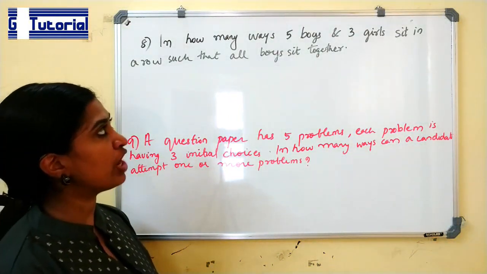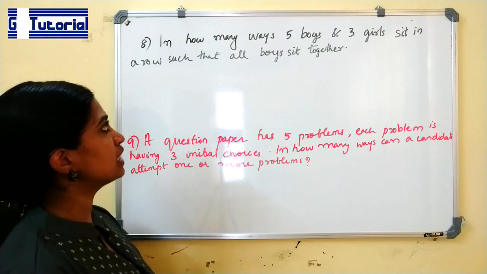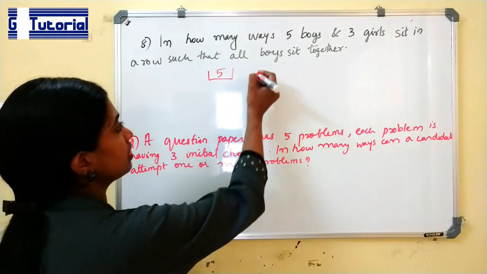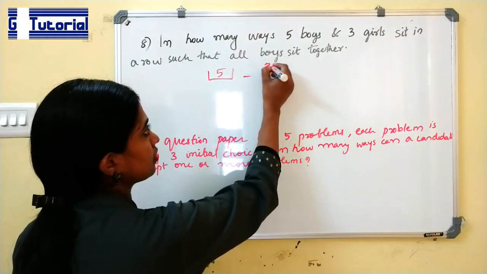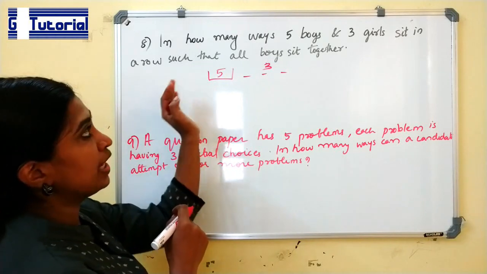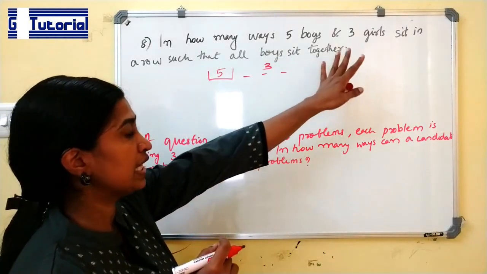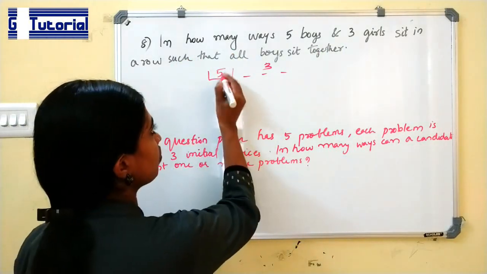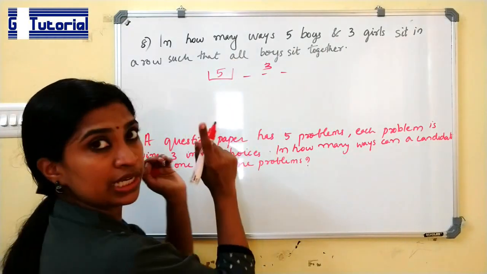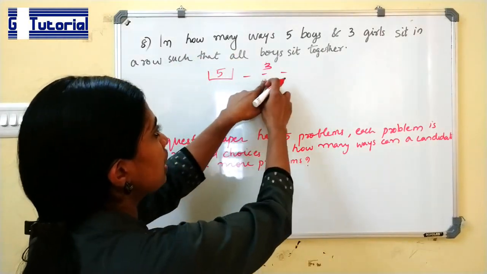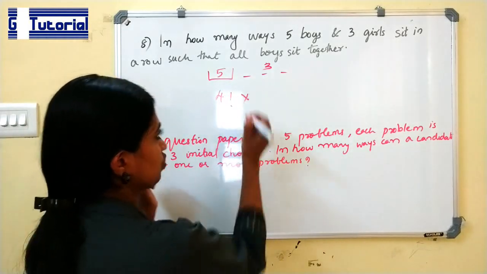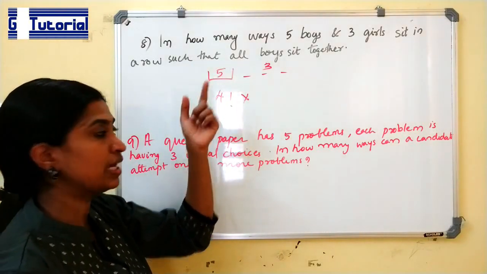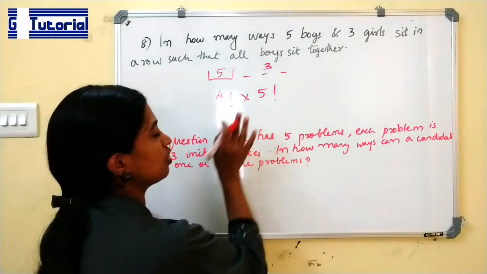In how many ways can 5 boys and 3 girls sit in a row such that all boys sit together? So 5 boys are sitting together and there are 3 girls. So we are asked to find in how many ways these 5 boys and 3 girls can sit so that boys always sit together. So the possible ways: boys are treated as a single unit. So 1, 2, 3, 4, so 4 factorial into. And within this one unit, there are 5 boys, so they can be arranged in 5 factorial. So this gives the answer of the question.